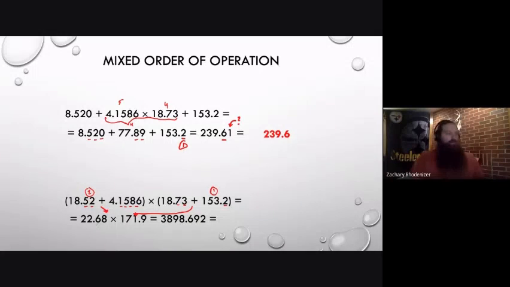This has 2 decimals. 1, 2. Now I've got 4 total sig figs. This has 4 total sig figs. So I need 1, 2, 3, 4 in my answer. Does that round me up? Absolutely. So there we go.